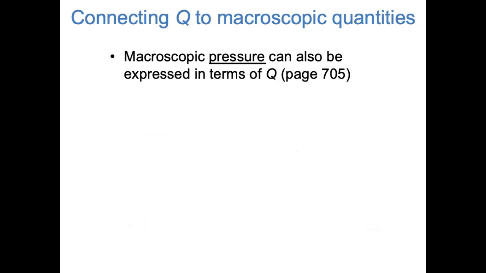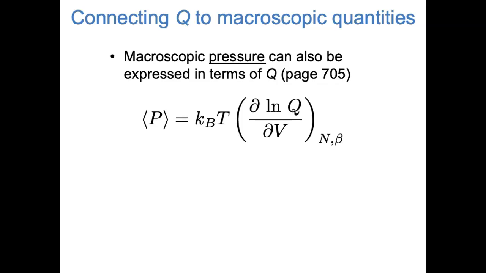There's also an expression for the macroscopic pressure of a system in terms of Q. This is also in the textbook if you'd like to see the proof. And it looks like this. The macroscopic pressure of a system equals kBT times the partial derivative of ln Q with respect to volume. Again, if you know the partition function and how it changes with respect to volume, you can find the pressure of a system.